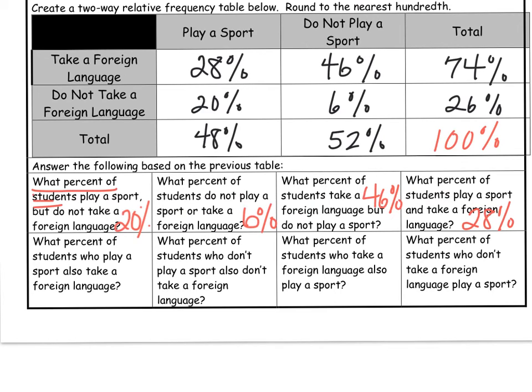So if we go with this one, what percent of students play a sport but do not take a foreign language, we're talking about the overall student population, which is different than this one right here. What percent of students who play a sport? So how many students play a sport? 24 students play a sport. It says what percent of those students also take a foreign language. So if we go back to our other table, how many students who play a sport also take a foreign language? That would be 14. And we need to change that to a percent.